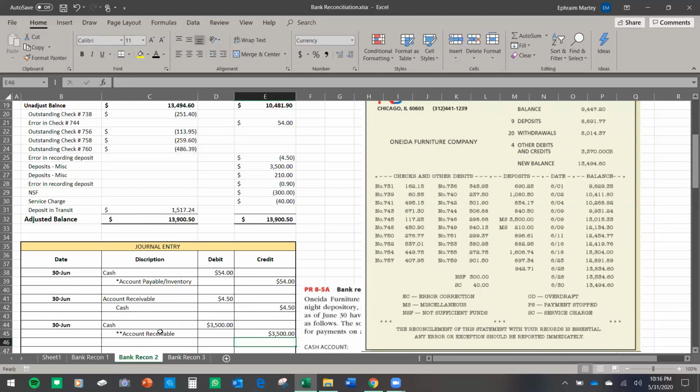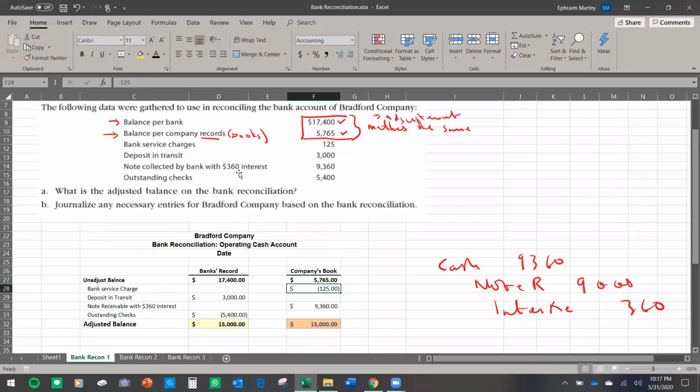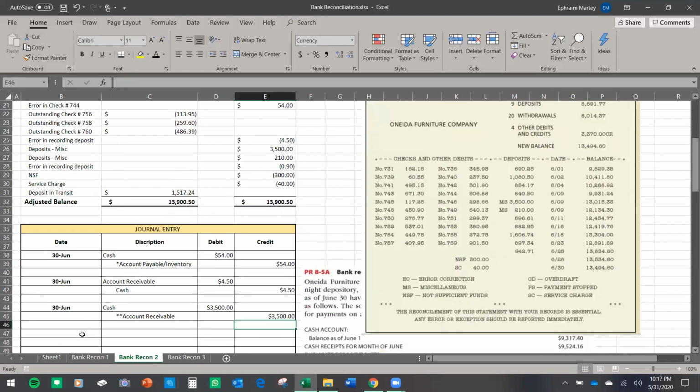And I chose account receivable. You will think, why did I not choose note receivable? If it's a note receivable, it will have interest. Like I told you, note receivable has interest, and because this one the bank doesn't show any interest, that means it is what we call account receivable, because account receivable almost always doesn't have interest.